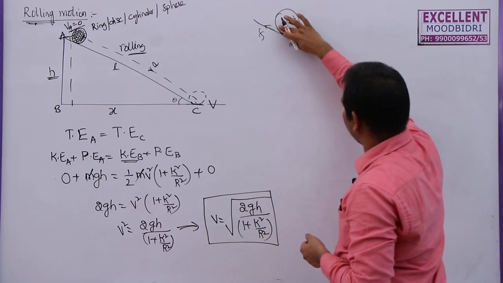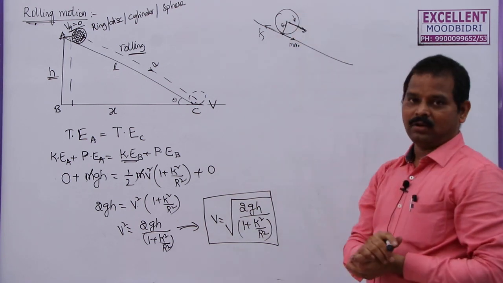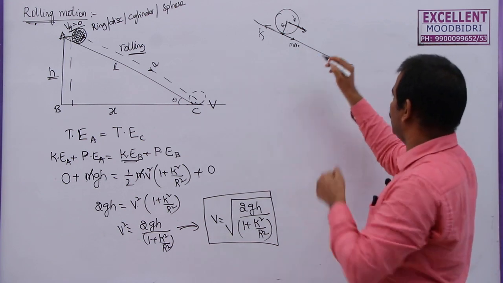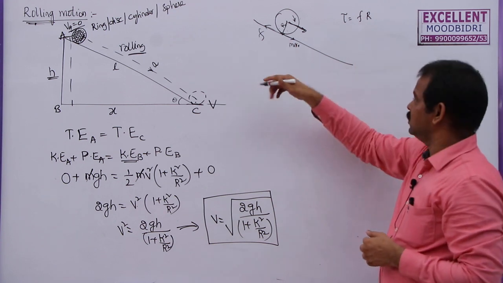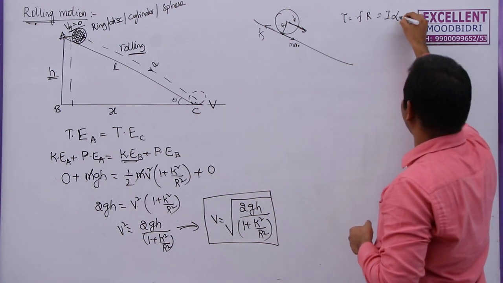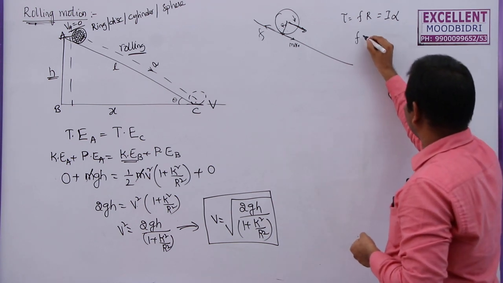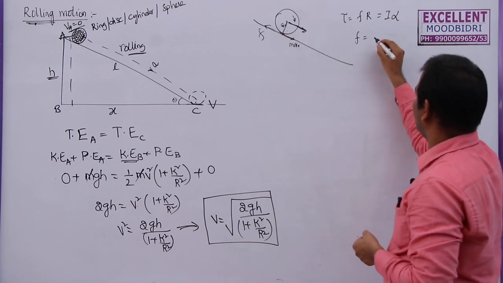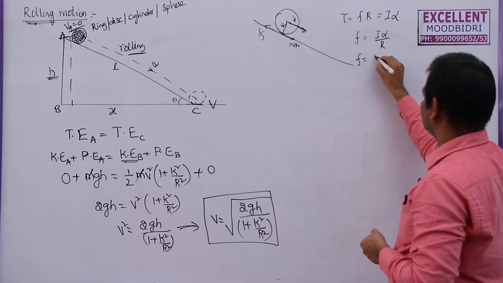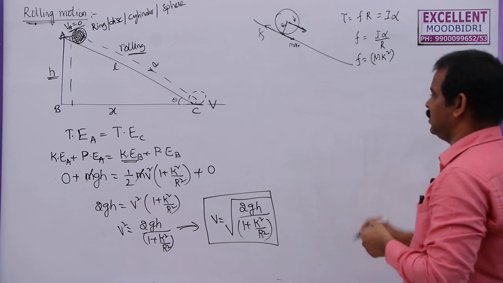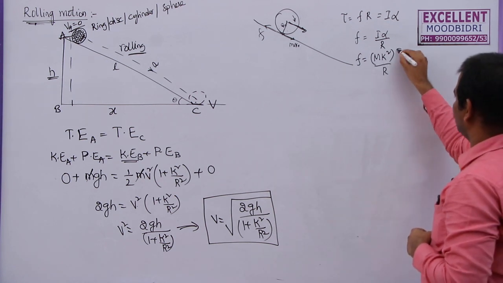Now, this is the radius of this body, R. So what is the torque acting about the center of this body? Torque is given by F into R, that is force into distance. But this can also be written as F R is equal to I alpha. Now, what is the frictional force between this surface and this body? It is given by I alpha by R. So F is equal to, what is I? This is m k square. Because this may be any type of body, that's why I am writing m k square by R into alpha.